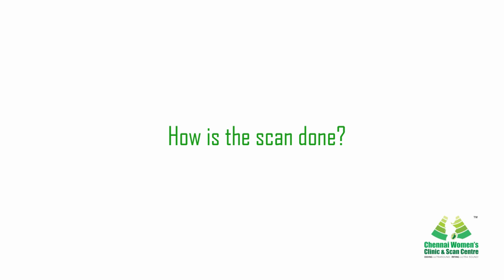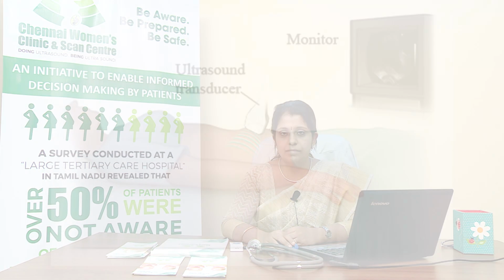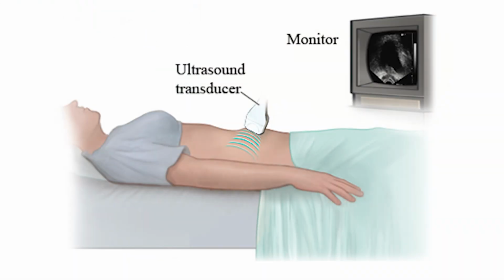How is the scan done? Transabdominal scan. In a transabdominal scan, the doctor will ask the patient to drink 3 to 4 glasses of water 1 hour prior to the procedure. This is to fill the bladder, which will push the intestine away out of the pelvic organs so that the ultrasound picture is much clearer.